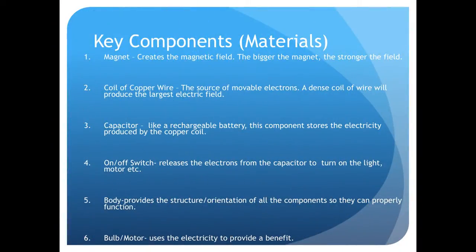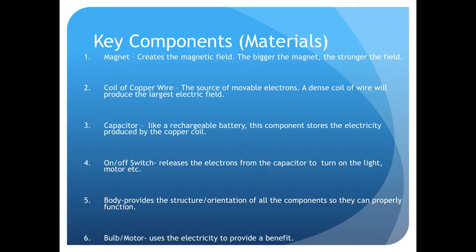And so our key components or materials, we have 6 things. First is the magnet. This creates the magnetic field, and the bigger it is, the stronger the field. We have the coil of copper wire, the source of movable electrons, and a dense coil of copper wire will produce the largest electric field.